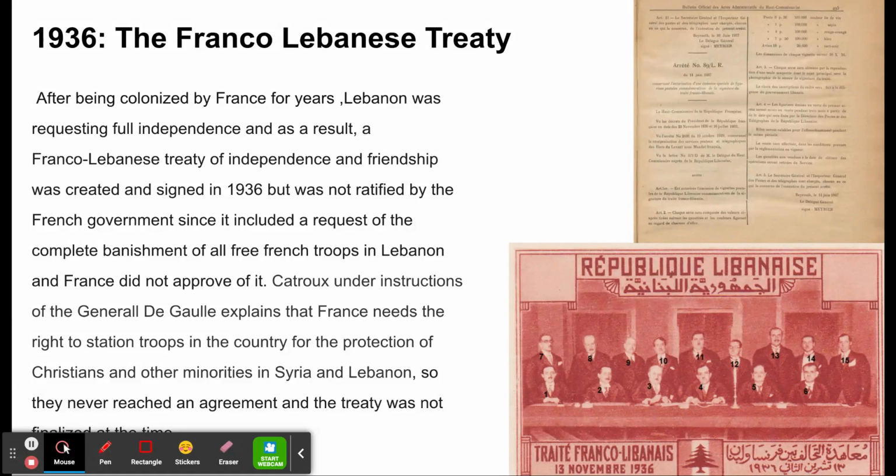Catroux, under instruction of General de Gaulle, explains that France needs the right to station troops in the country for the protection of Christians and other minorities in Syria and Lebanon. So they never reached an agreement, and the treaty was not finalized at the time.